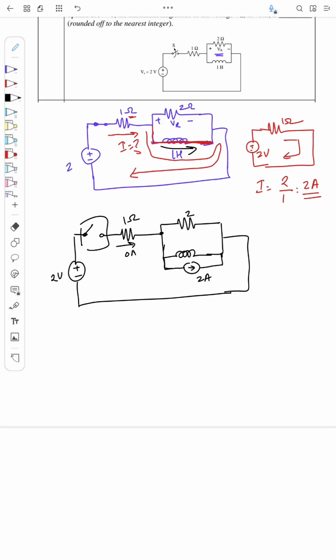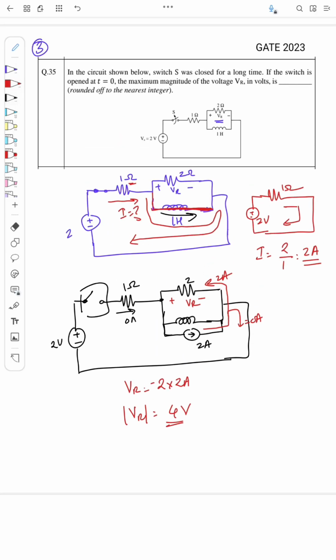Okay, so what happens to this current? This current will flow like this. This will be 0, right? Instead it will go like this. This will be 2 ampere. Okay, so we have the VR like this. So what is VR actually? VR is actually 2 into 2 ampere initially, and it will cease down. It will go to 0. Okay, so VR is minus of this. So mod VR will be equal to 2 into 2 ampere, that is 4, right? 4 volt. So the answer is, the maximum voltage will be 4 when the switch is open.